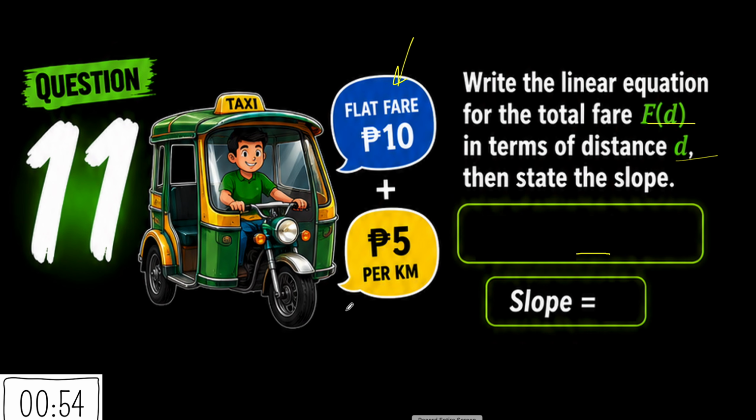So we have to write the linear equation for the total fare f of d in terms of distance d, then state the slope. So basically, ang ating function dyan is f of d. Okay? So function of the distance. And then bawat kilometer or distance nadadagdagan ka ng 5 pesos. Okay? So ang starting point mo is 10 pesos, that would be the flat fare. And the slope is very clear. The slope is equal to positive 5.